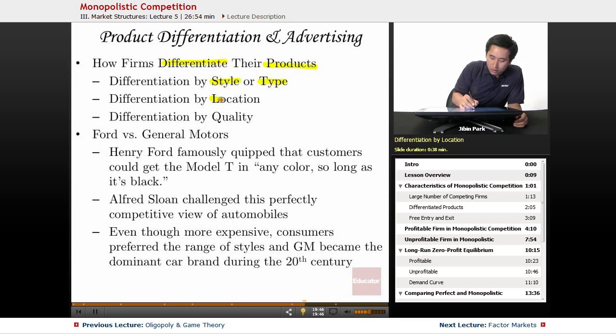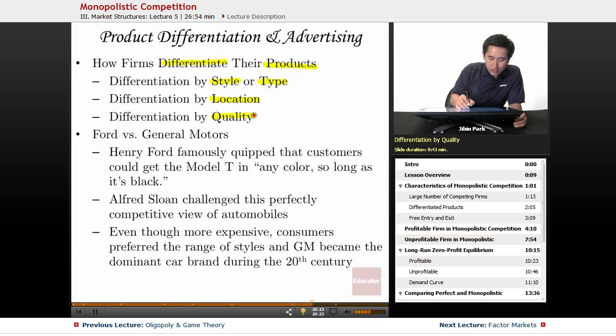Also, differentiation by location. So even gas stations are selling similar but identical products, but even 2 gas stations might charge different prices, and they're right across the street from each other, well, one consumer may have to make a U-turn in order to get into that gas station, and that's a differentiated product right there. So not only is Unocal and Chevron different by the style and the type of consumer and branding that they're going after, but they're located differently as well, different places here.